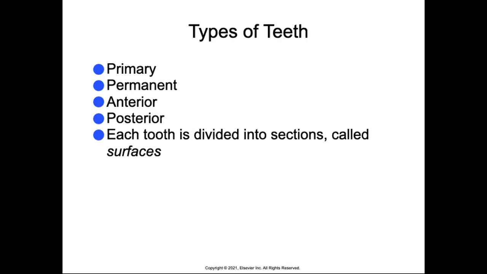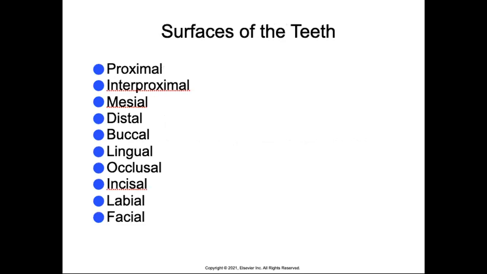Each tooth is divided into sections called surfaces. Now, with surfaces, I'll go on to the next slide here. We have proximal. We'll start off with that. Proximal refers to the surfaces that are adjacent to or next to another surface of a tooth. Interproximal is a space created by 2 proximal surfaces, so in between 2 teeth.